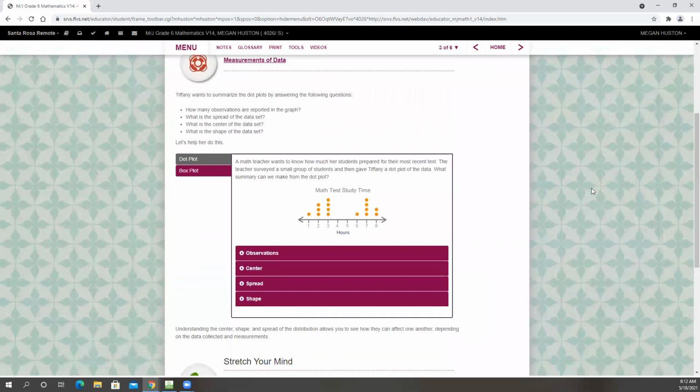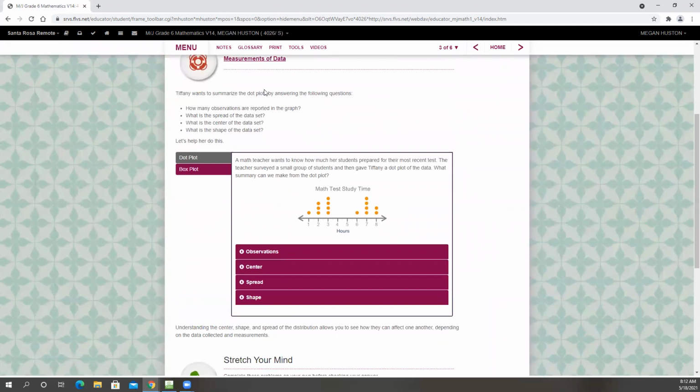So Tiffany wants to summarize the dot plots by answering the following questions. How many observations are reported in the graph? What is the spread of the data set? What is the center of the data set? And what is the shape of the data set?